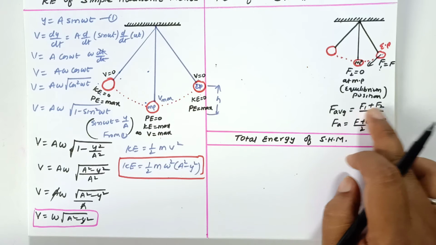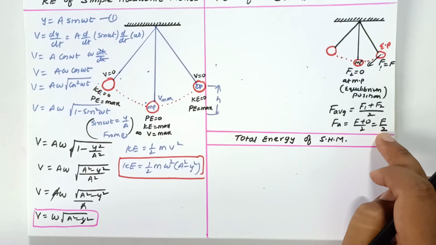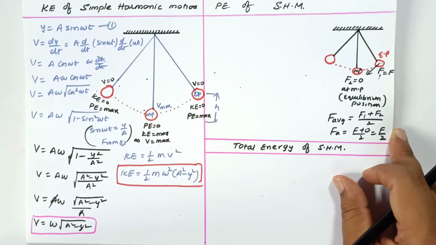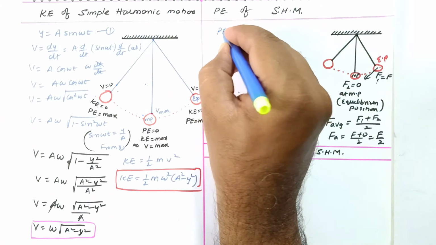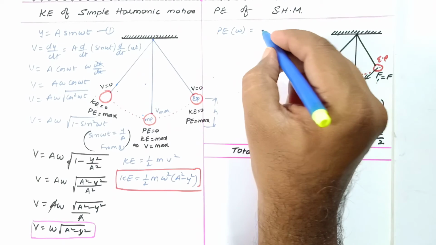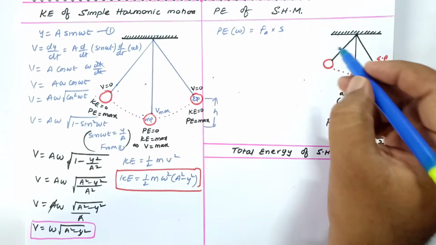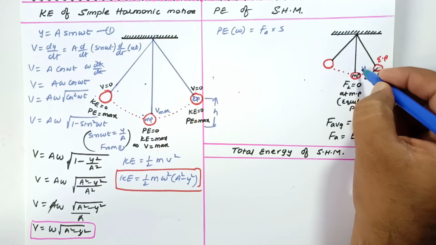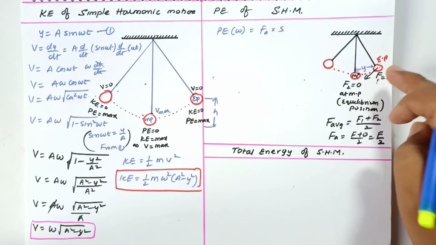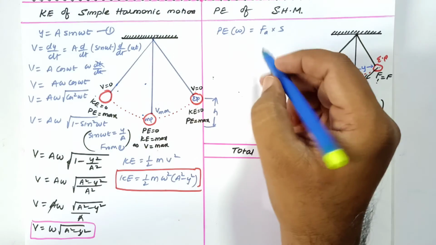Therefore, force average will become F1 plus F2 by 2. Force average will become F plus 0 by 2, which is F by 2 here. So now we are going to find out the potential energy here. You know potential energy is nothing but work done. And you know the formula for work done is force into displacement. If you imagine the displacement from here to here is considered as y, okay, so then what happens here?